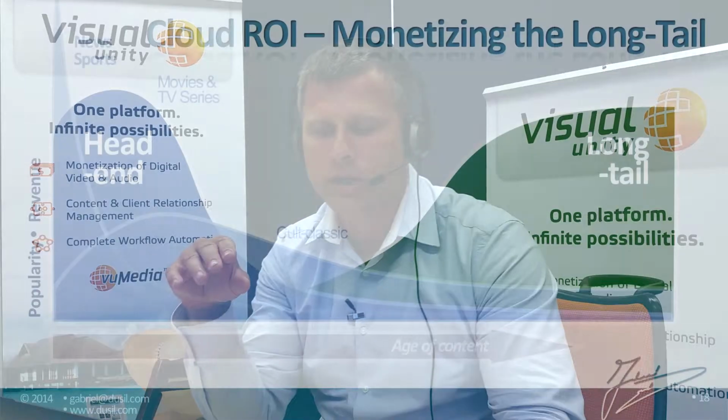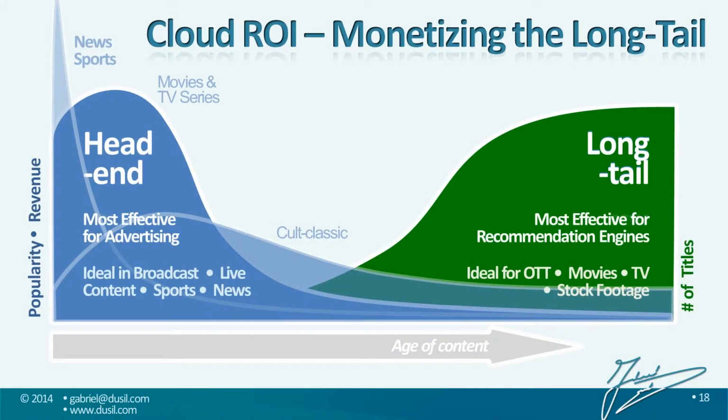When we look at the difference between television and OTT, broadcast sits very well in terms of head-end content. The programming that's live or premium content such as movies and TV shows are very effective for advertising, promoting that content, and really trying to increase that spike as high as possible. What really works well for OTT content is the long tail.